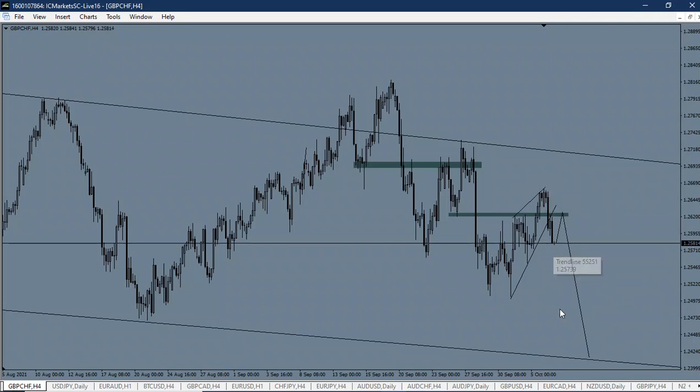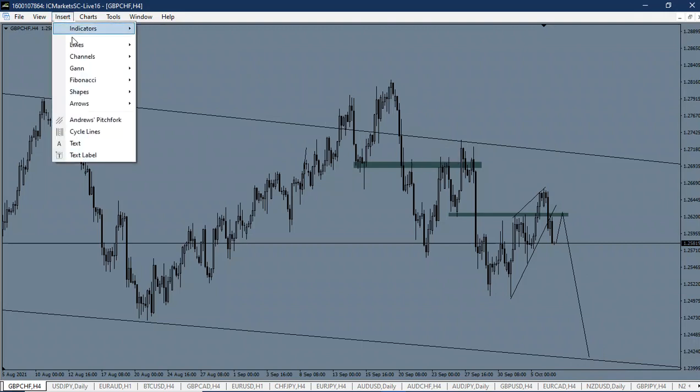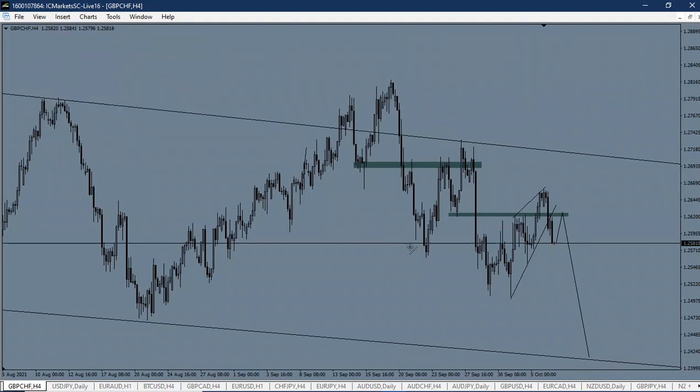So that's what we're expecting for GBPCHF in the coming days, expecting a move like this to complete this move right here, this bearish move right here. You can also see that we have a trend right here.